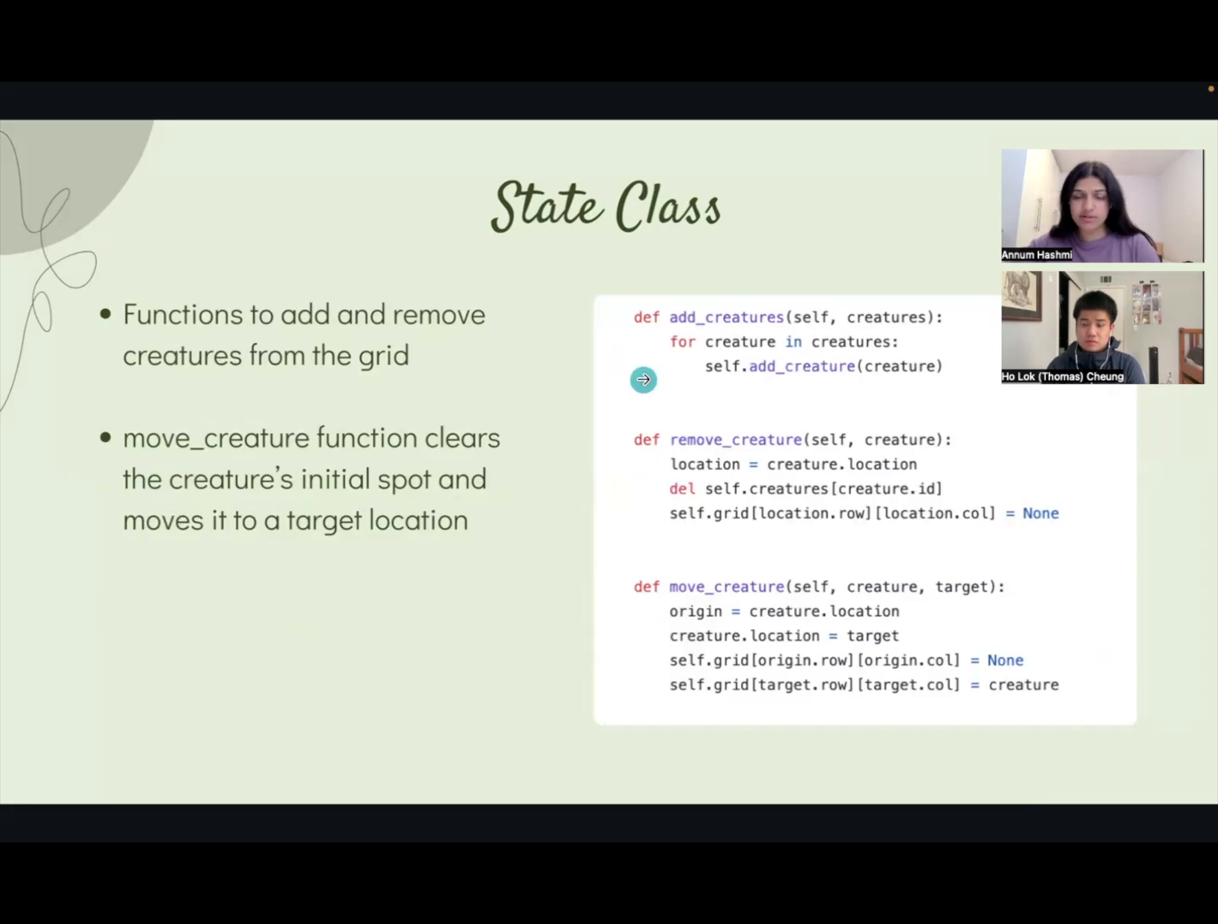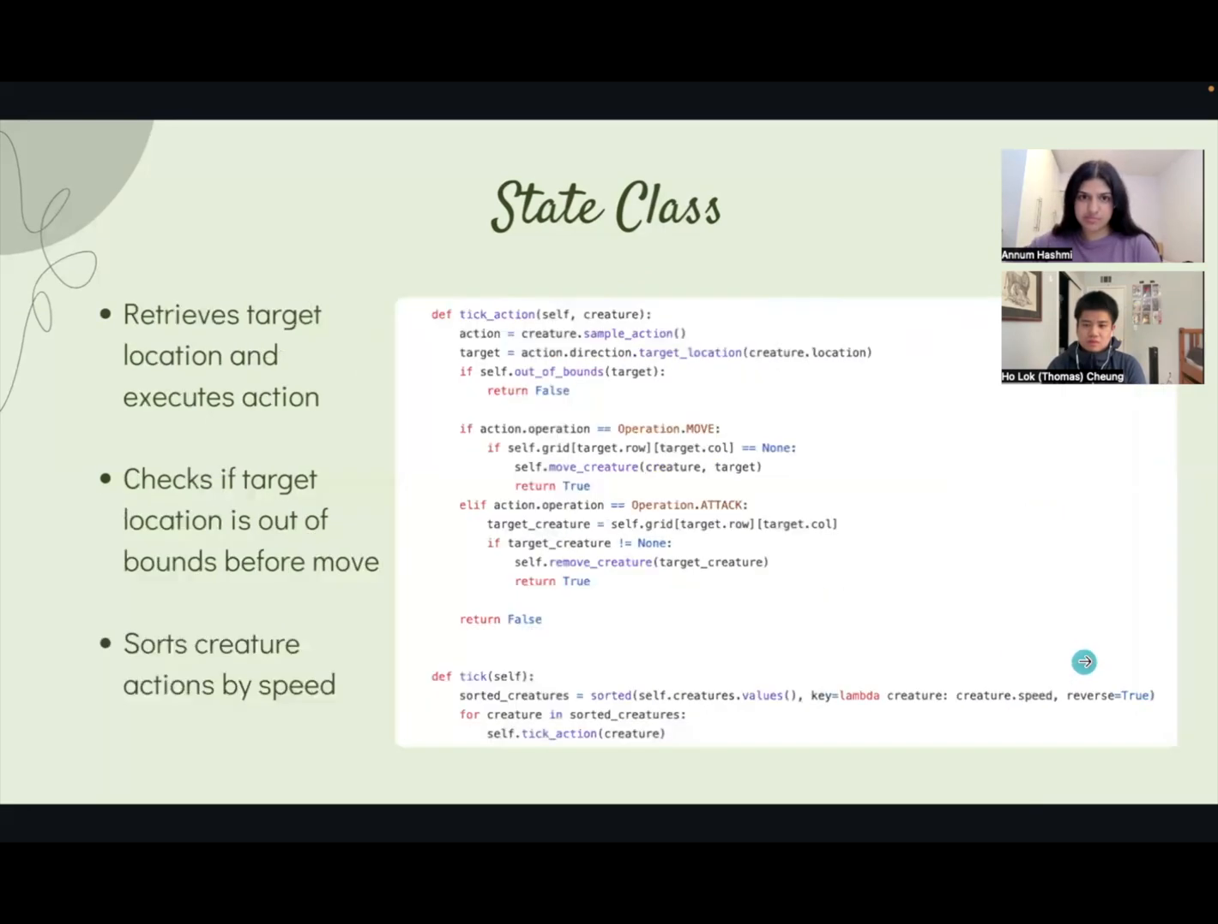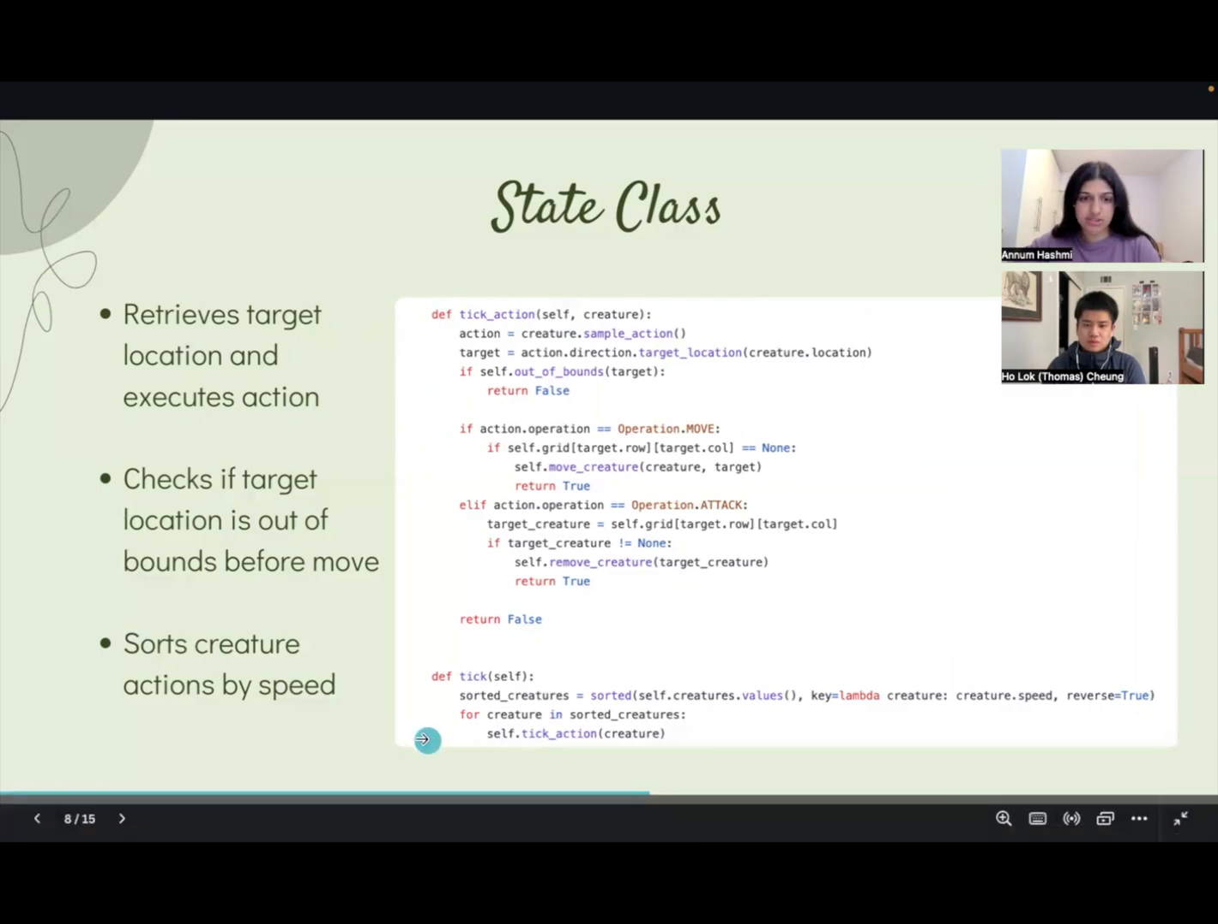The state class also includes functions to add creatures and remove creatures, and then also to move a creature, which clears the creature's initial spot and then moves it to a target location. These functions also in the state class are able to retrieve the target location and execute the move. And then it also checks if the target location is out of bounds before moving. And this function sorts the creature actions by speed.